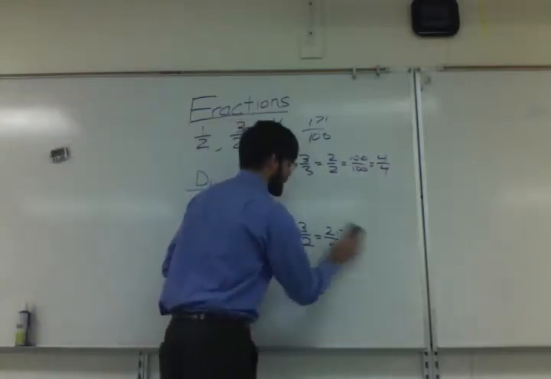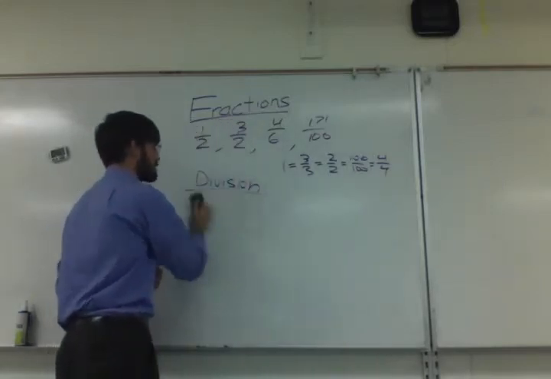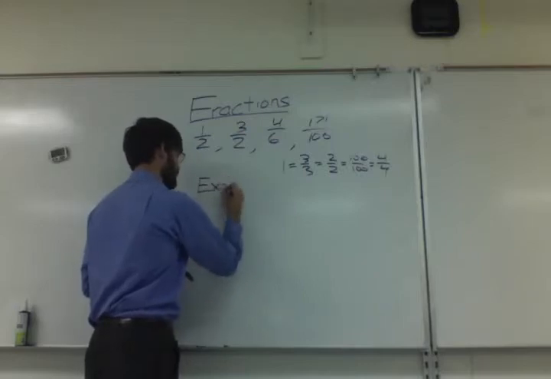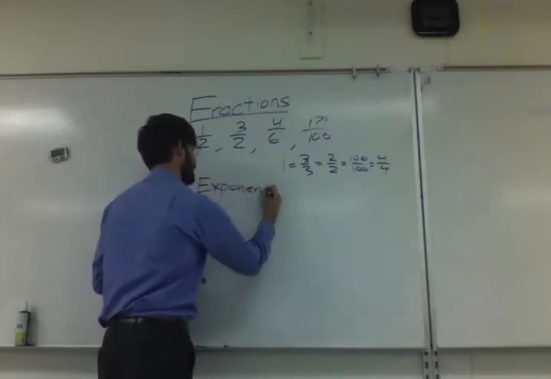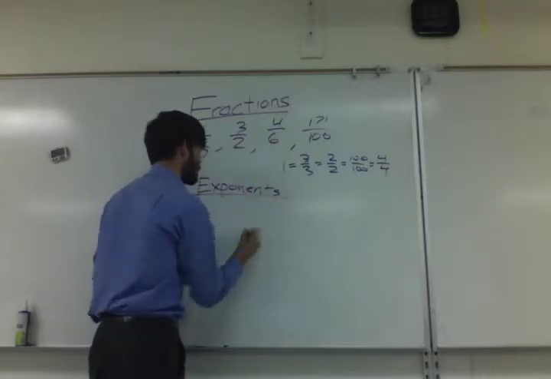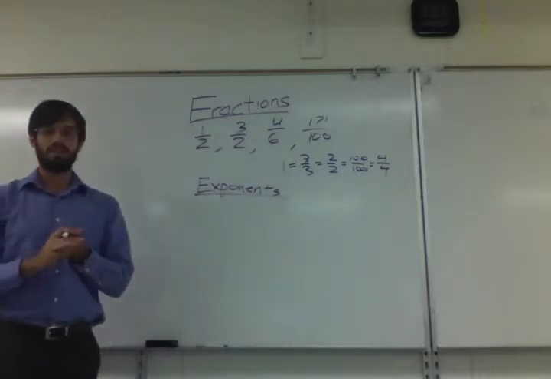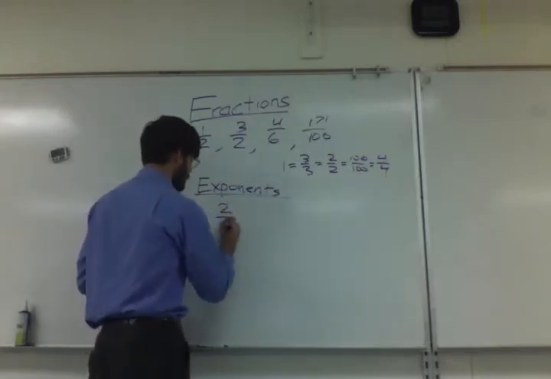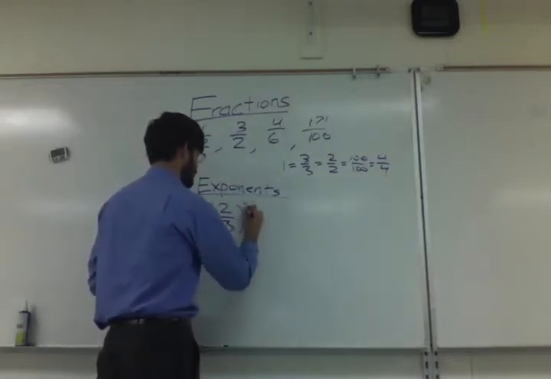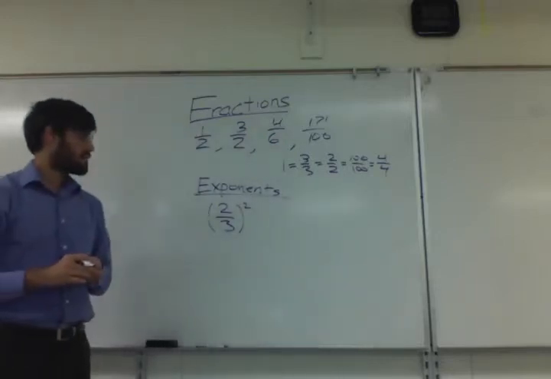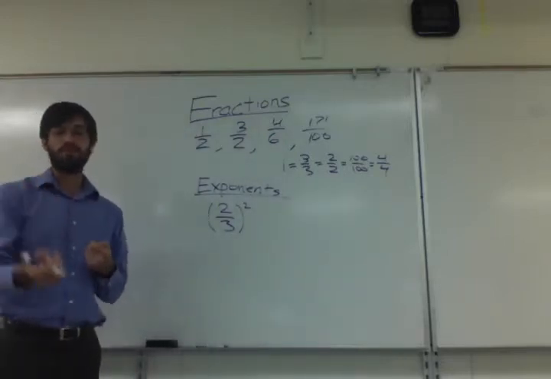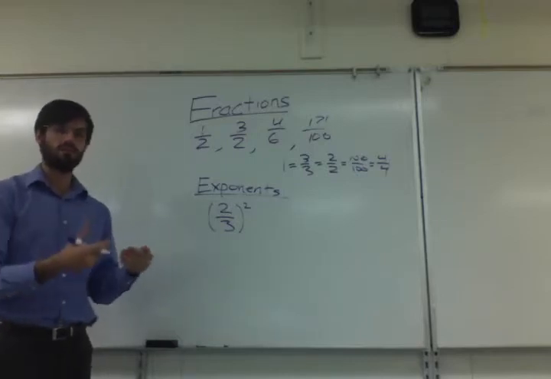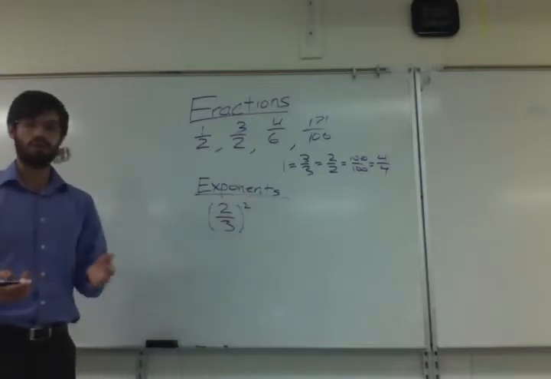So the last thing I want to talk about is exponents. When we're working with fractions and we have exponents, it's a lot like when we have normal numbers with exponents. So here's an example. If we have 2/3 squared, you might remember that exponents distribute across multiplication. That's what we've been talking about the last couple of days, how we can use the distributive property. Exponents also distribute across division.